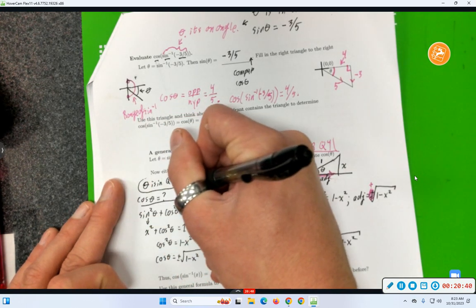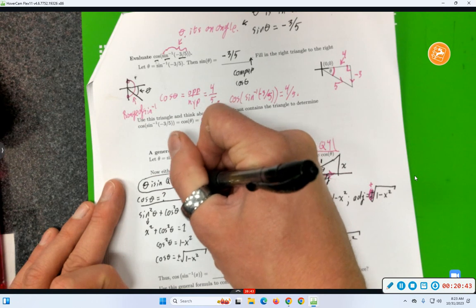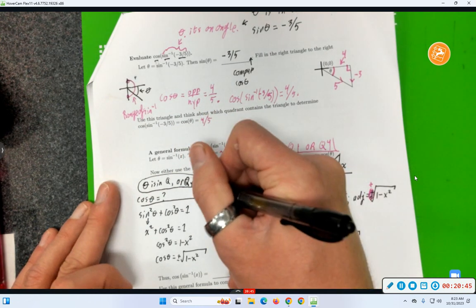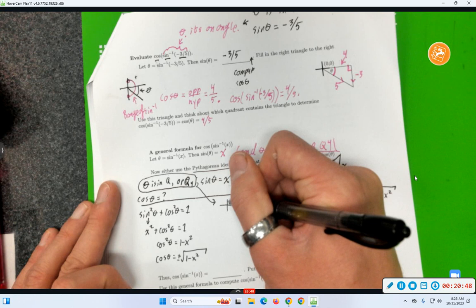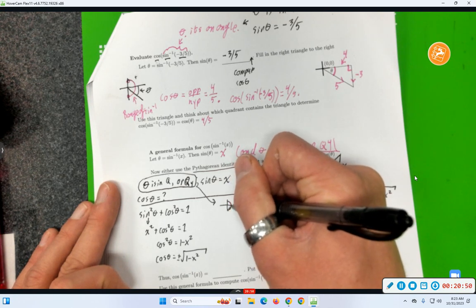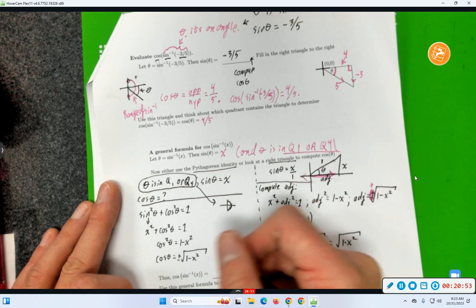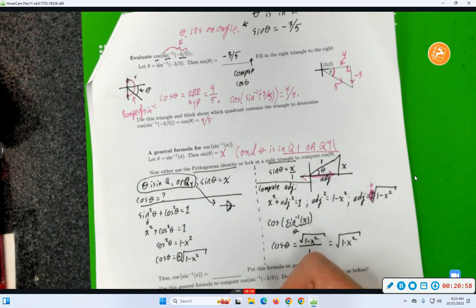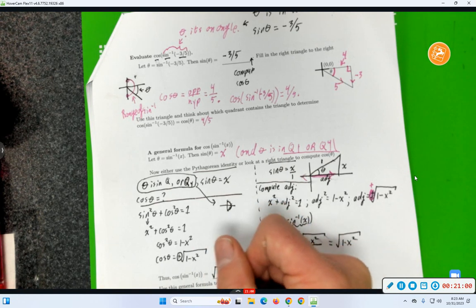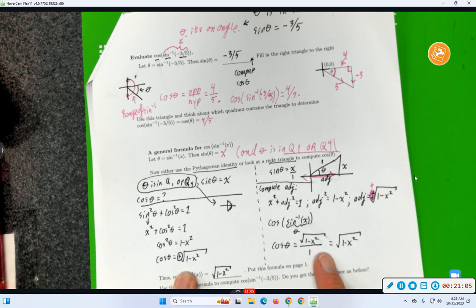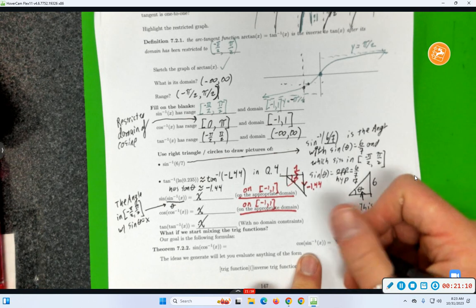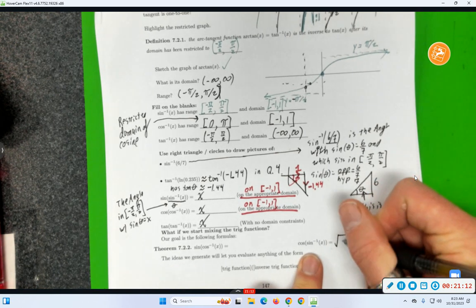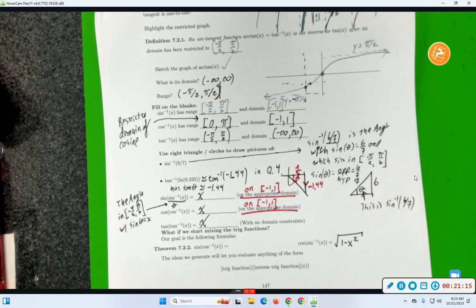And now let's use this. This angle theta is in quadrant 1 or quadrant 4. Let's draw a picture of that. So that's this region. Oh yeah, cosine is positive in that region. So cosine of theta is plus the square root of 1 minus x squared, which is what we got the previous time. So let's flip back to the previous page. Put that formula in. Cosine of the inverse sine of x is always the square root of 1 minus x squared.